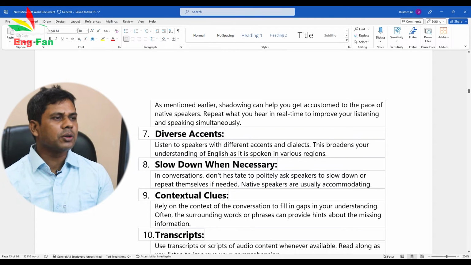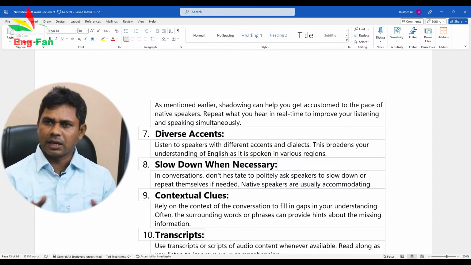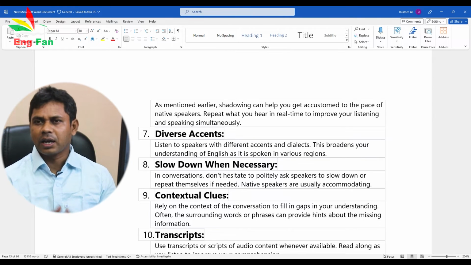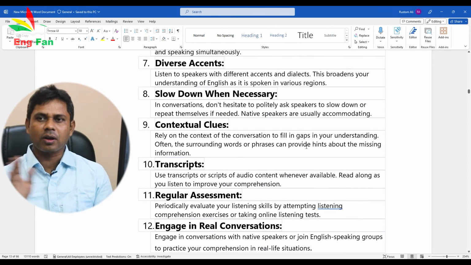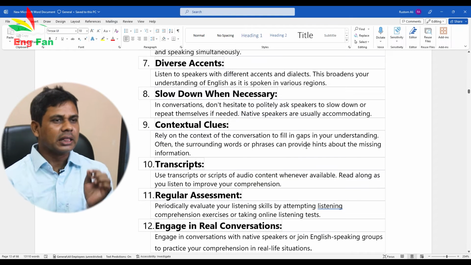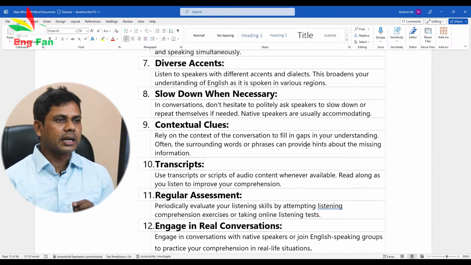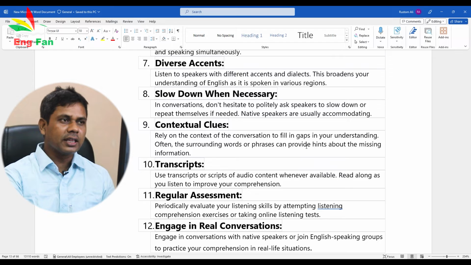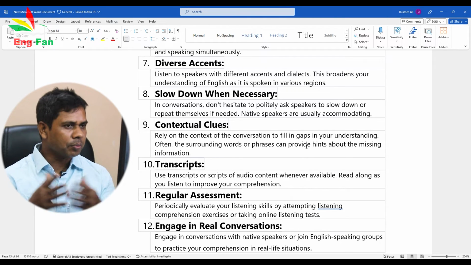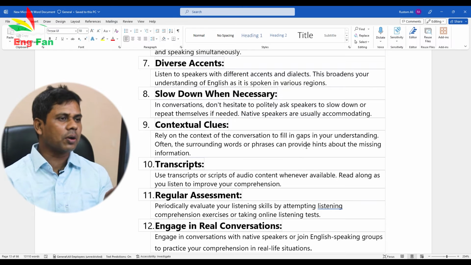Diverse accents. Listen to speakers with different accents and dialects. These are the real facts. Someone from one corner of a country gives one dialect and accent, and someone from another corner of that country gives another accent and dialect. So you have to understand both. This broadens your understanding of English as it is spoken in various regions. As it is spoken in various regions, we have to know the dialect and intonation from the various regions also.